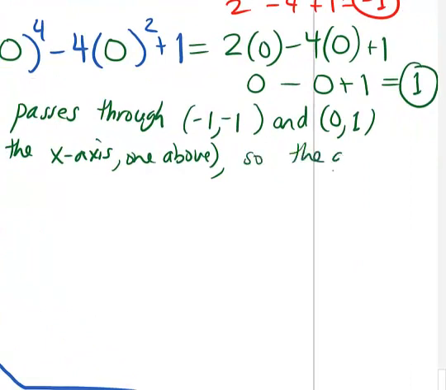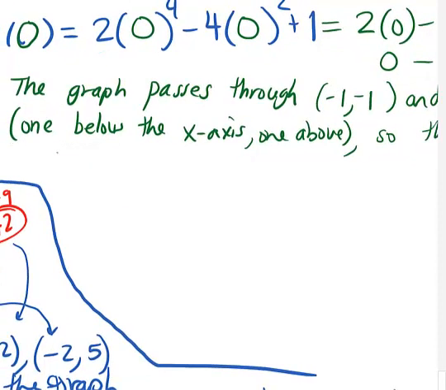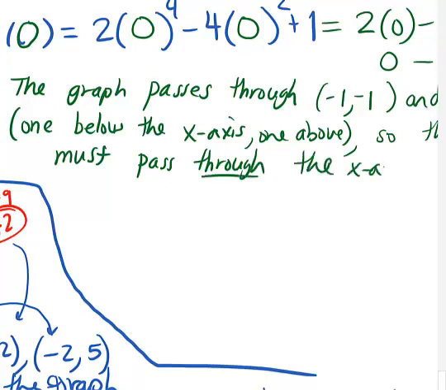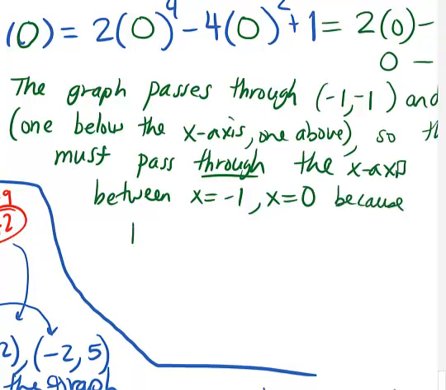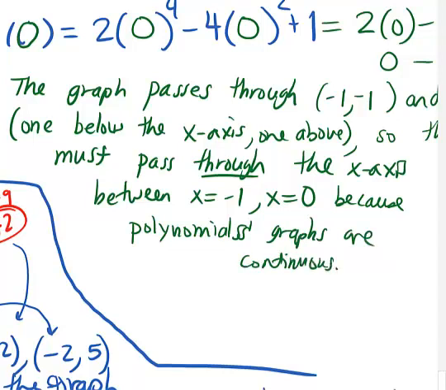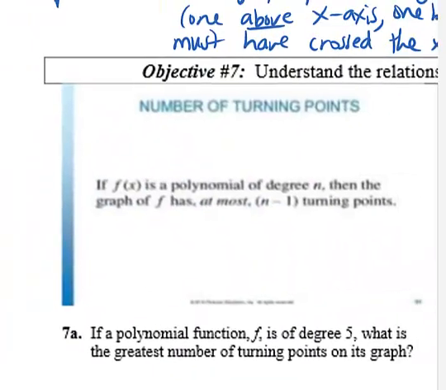So the graph must pass through the x-axis between those x values that they gave me, -1 and 0, because polynomial graphs are continuous. You know, or something to that effect. It doesn't have to be as long-winded as me, or you can make it even more long-winded if you want to. But that's the idea.